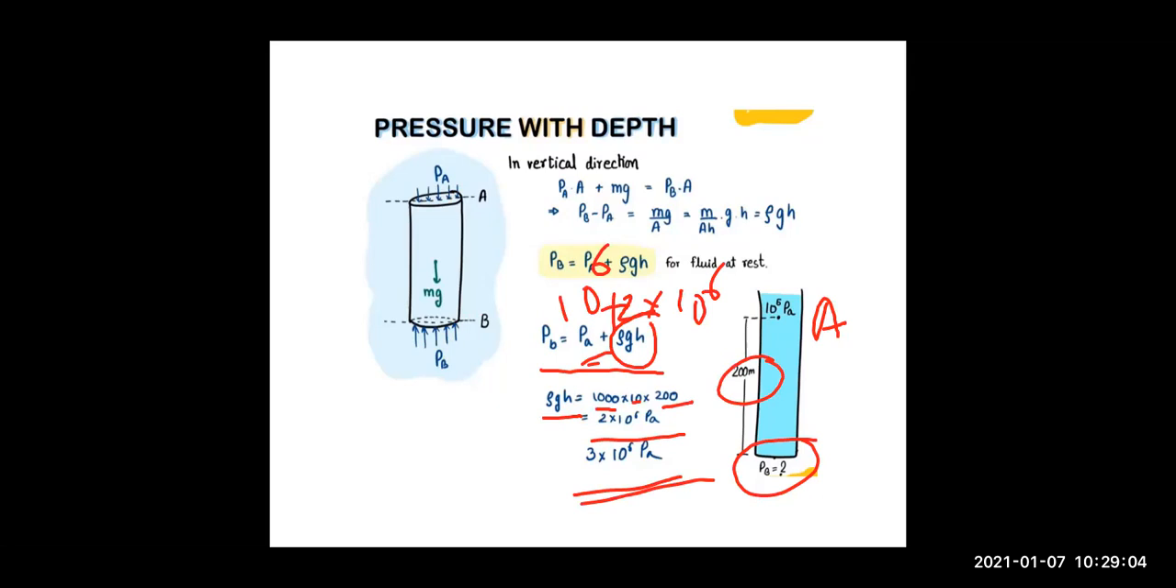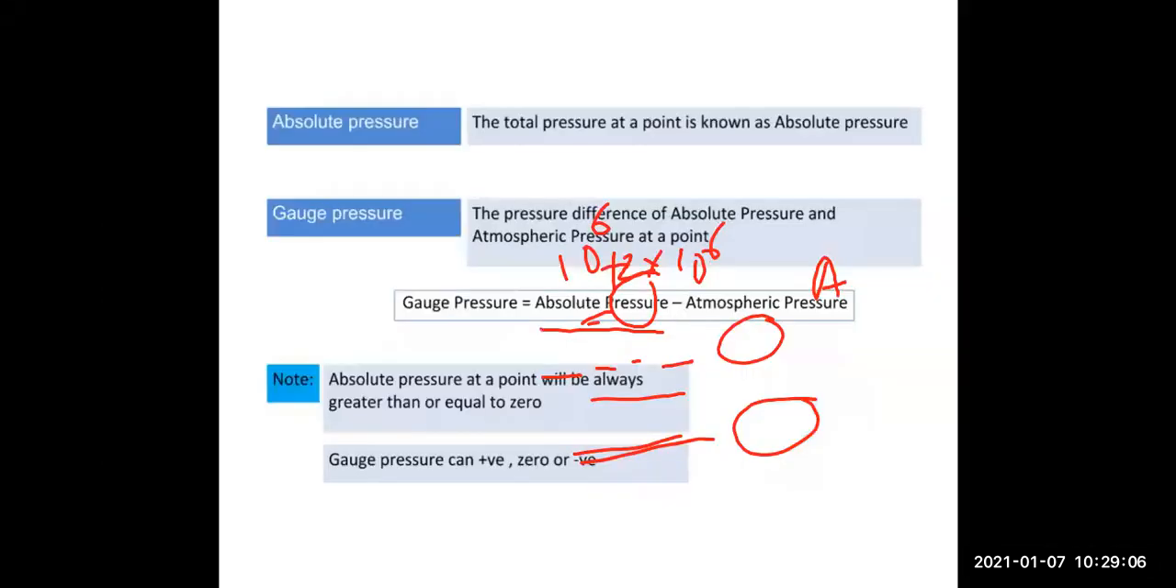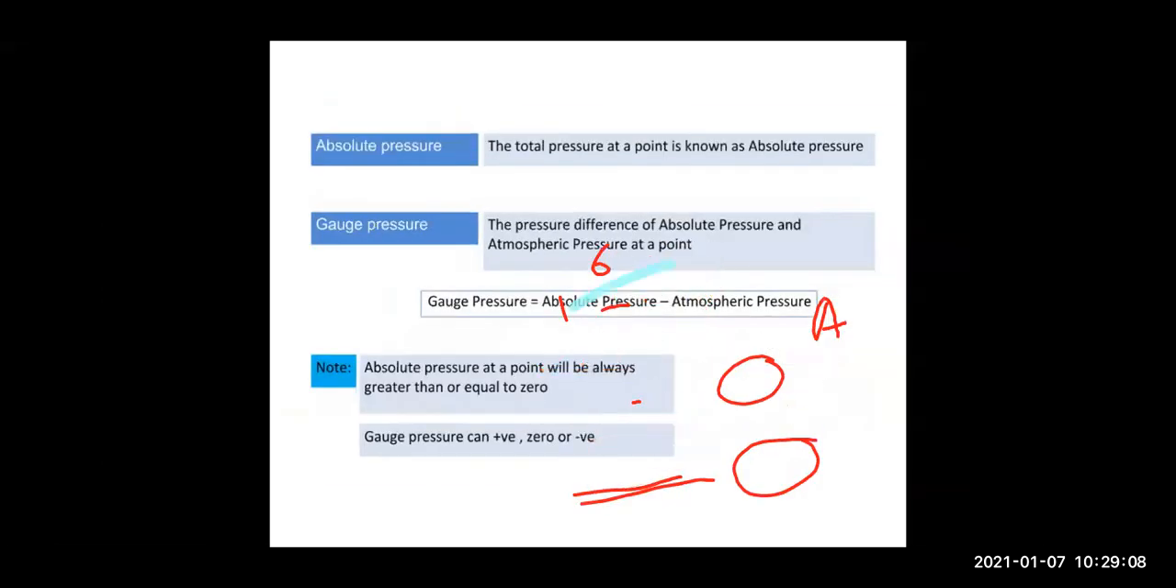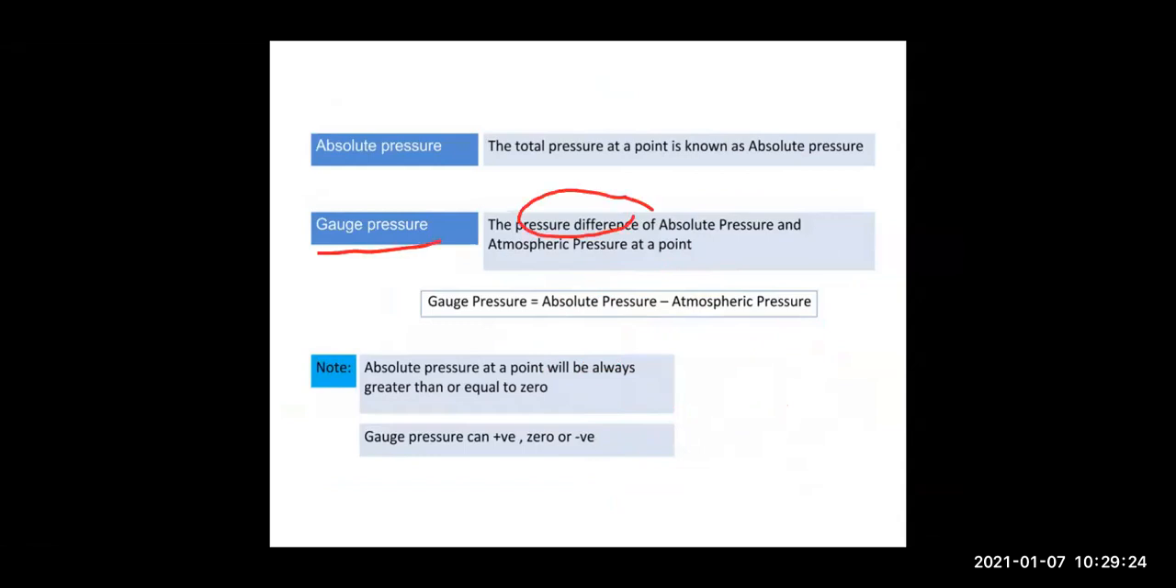Right, children? Let's proceed to the next topic. And here we are going to learn about the absolute pressure and the gauge pressure. So what is absolute pressure? So children, absolute pressure is the total pressure at a point, right? And gauge pressure is the difference between the absolute pressure and the atmospheric pressure. So now we know the value of atmospheric pressure, right children? 1.013 into 10 to the power 5.